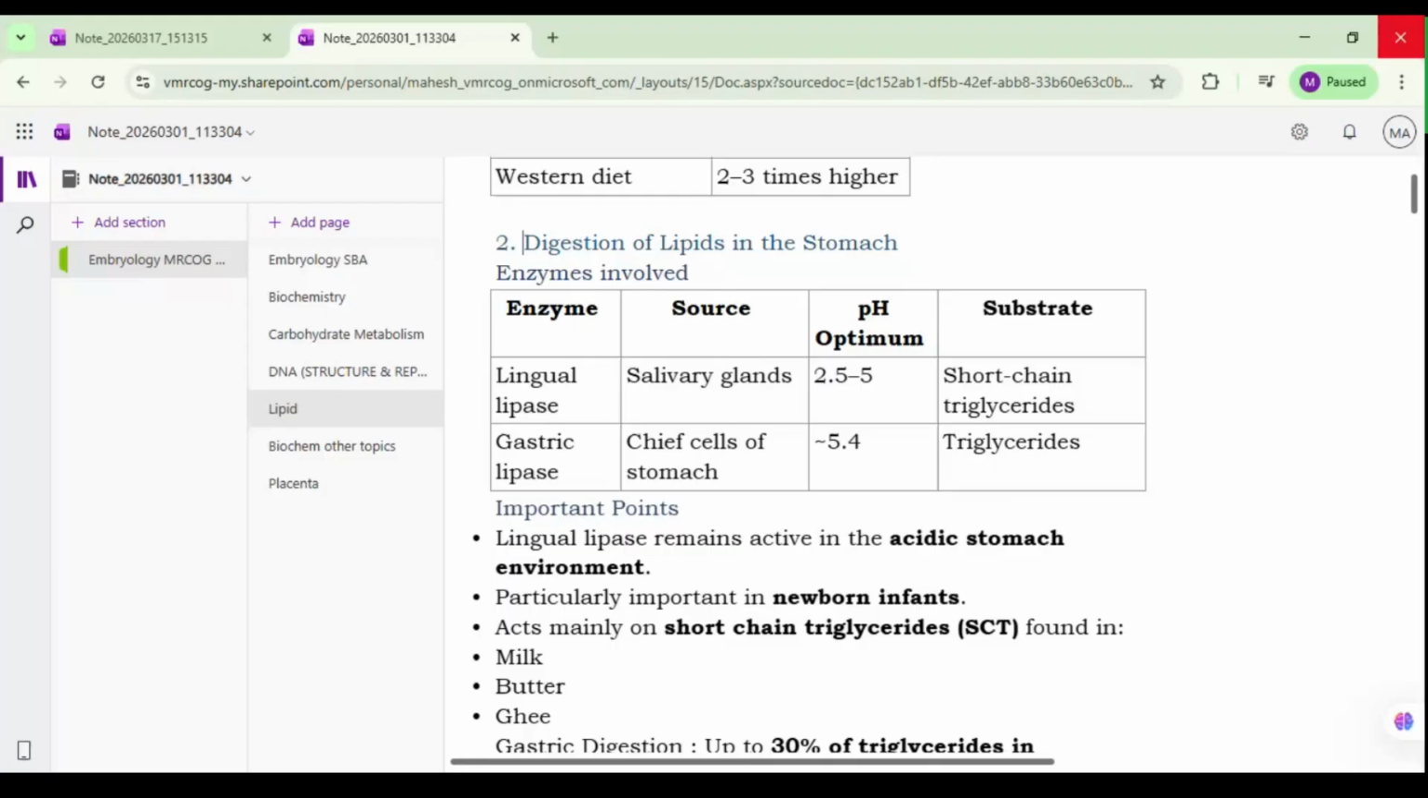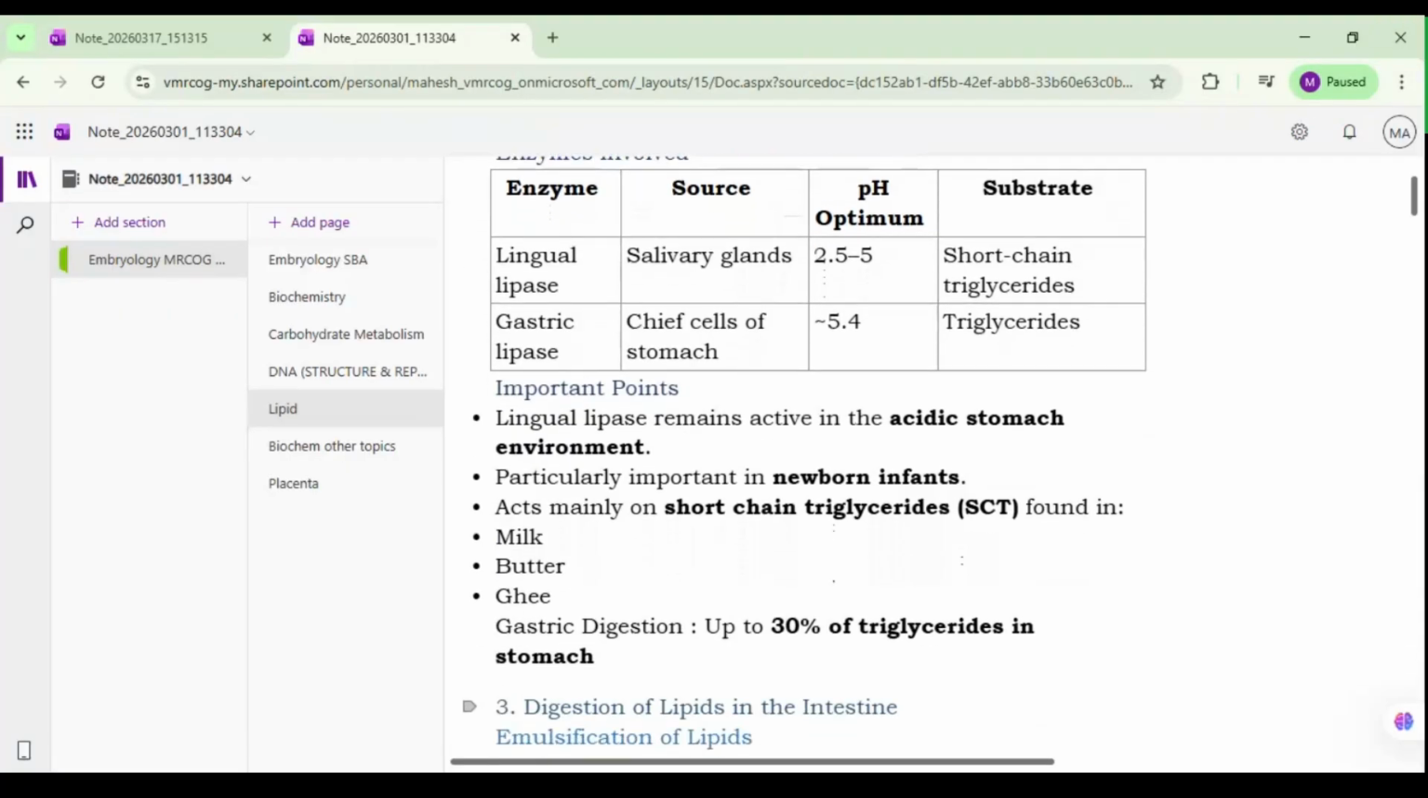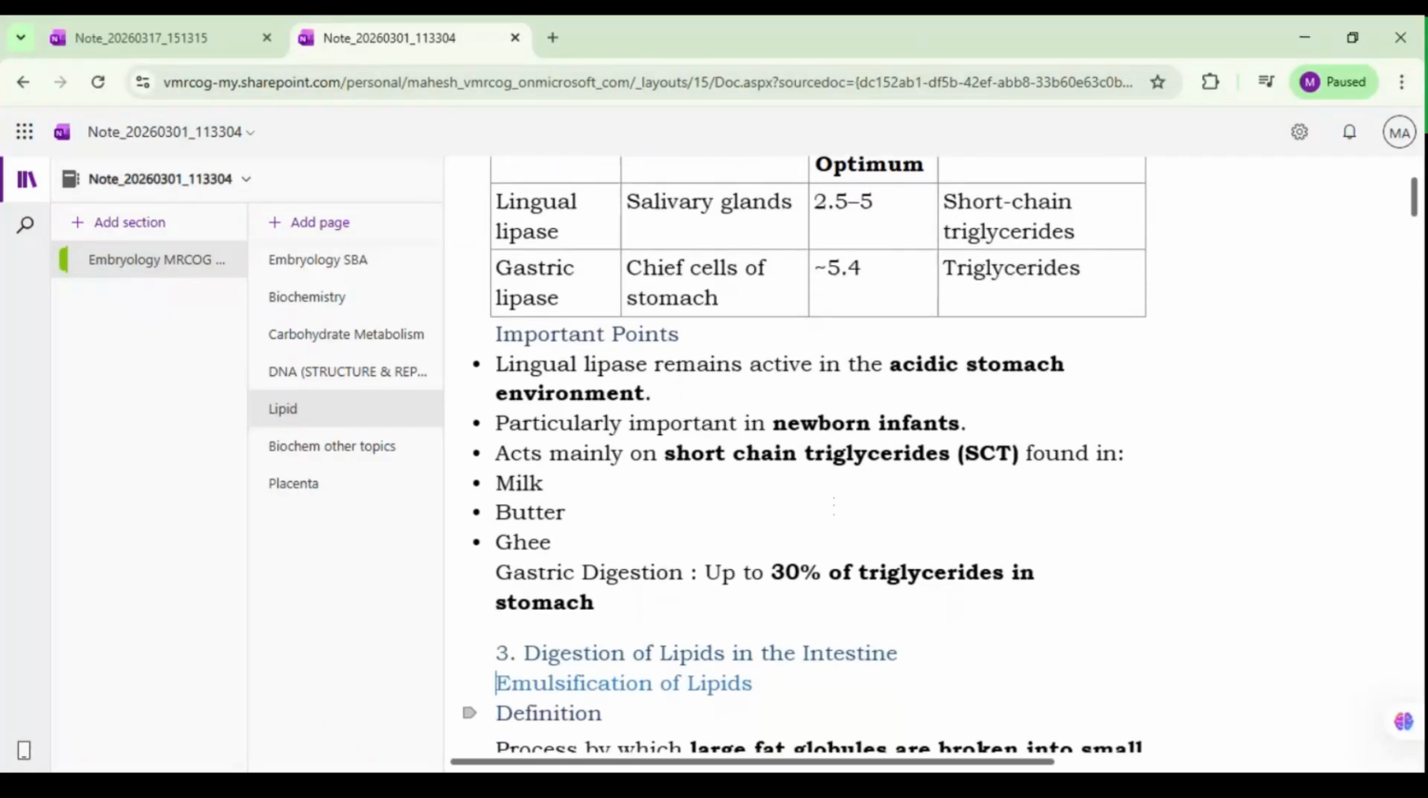Okay. Now a few points to remember. One, lingual lipase will remain active in the acidic stomach environment. We have seen with the carbohydrate, there was the amylase enzyme, which was not active in presence of acidic stomach environment, but here lingual lipase will remain active in the acidic stomach environment. Particularly, it is important in the newborn infants. It acts mainly on short chain fatty acids, which are found in milk, butter, ghee, etc. So gastric digestion is responsible for up to 30% of the triglycerides in the stomach.